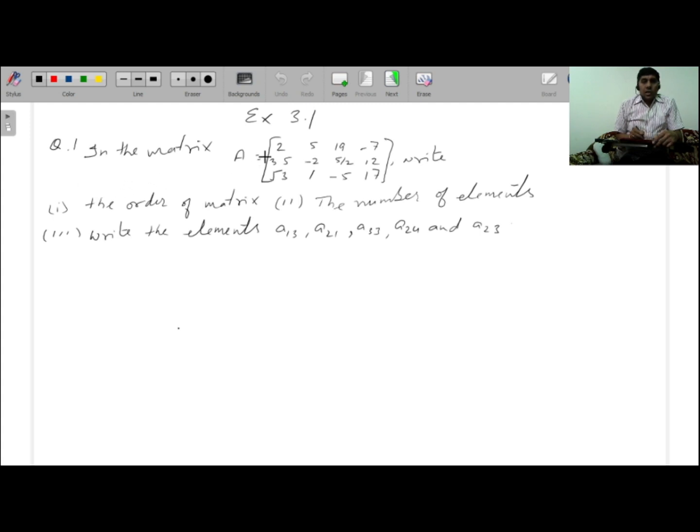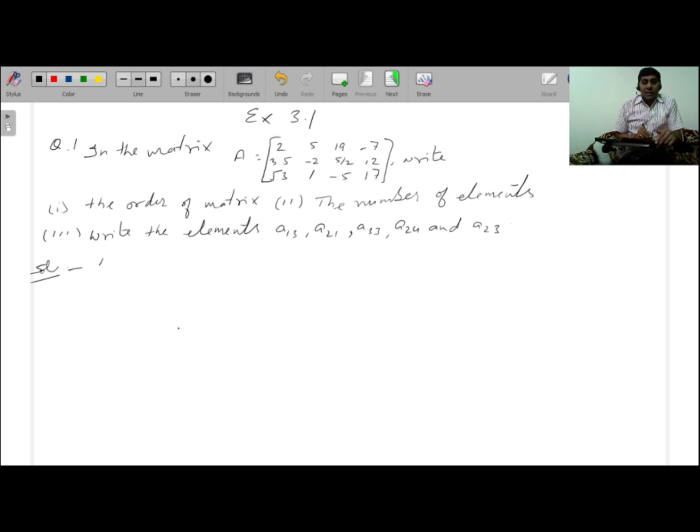So in exercise 3.1 the first question: the matrix A has 2, 5, 19, minus 7 as the first row, 35, minus 2, 5 by 2, 12 as the second row, and 3, 1, minus 5, 17 as the third row. That means it is a matrix of order 3 by 4. Our question: first, the order of the matrix. What do you mean by order? Order is the number of rows and number of columns.